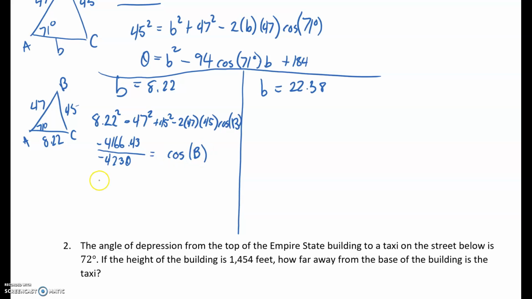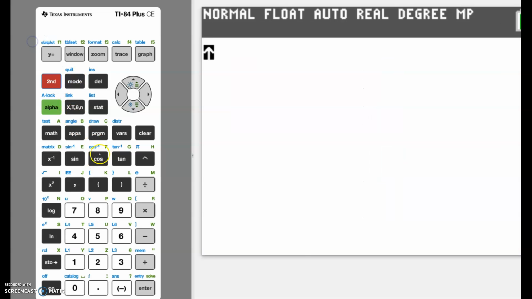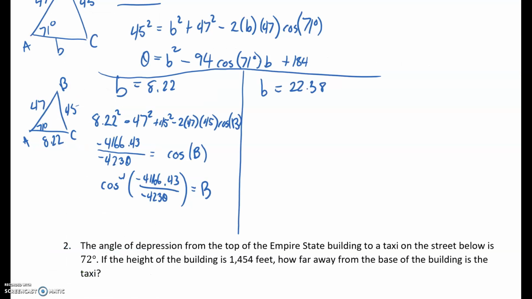Okay? So remember, to solve for an angle here, when you're doing trig, you're going to go ahead and use inverse trig. So inverse cosine of this expression here, and that's just going to be equal to B. So I typed that right in my calculator here. So I'll do that for you here. So second cosine, and I'm going to type in 4166.23 divided by, and remember, I don't have to worry about the negatives because they're both negative here, but you can put that in if you want to include that, and hit enter. So I get 9.96 approximately there. So that means that angle B is 9.96 degrees.